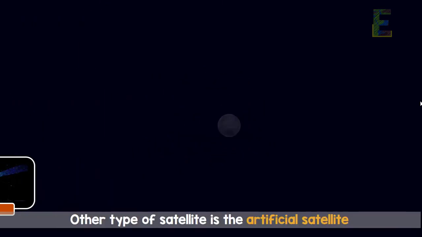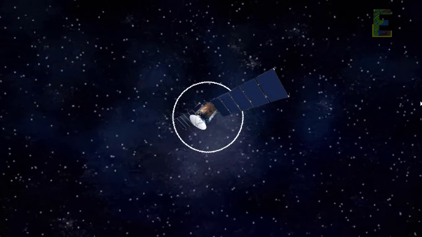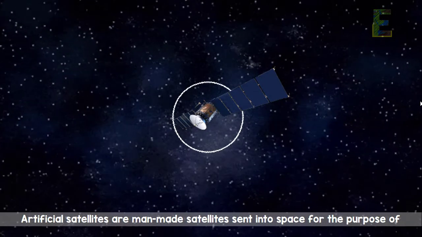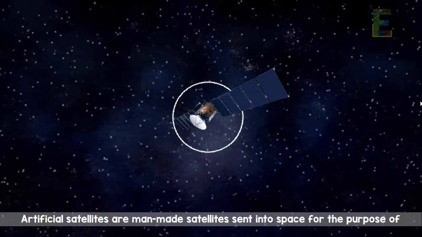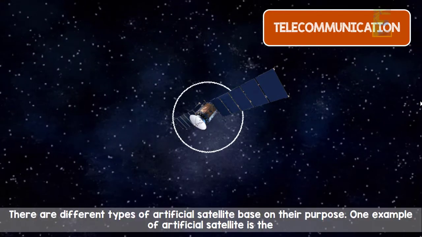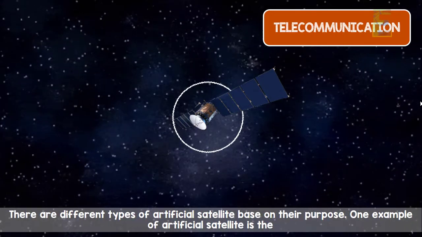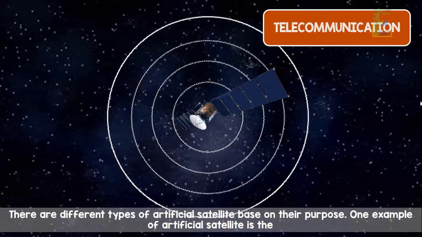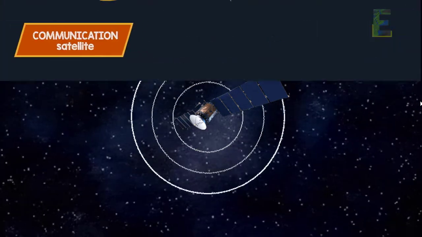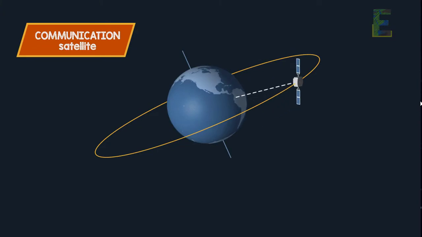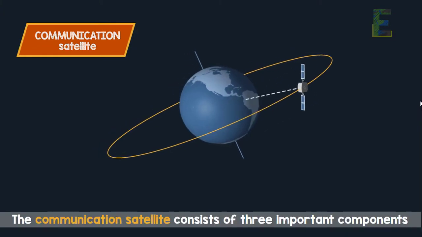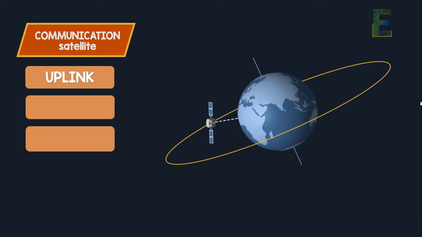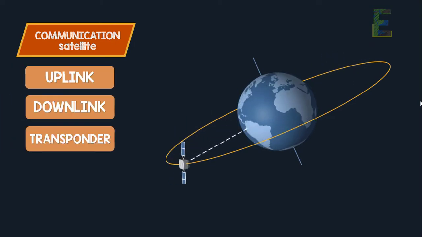The other type of satellite is the artificial satellite. Artificial satellites are man-made satellites sent into space for the purpose of telecommunication. There are different types of artificial satellite based on their purpose. One example of an artificial satellite is the communication satellite. The communication satellite consists of three important components: the uplink, downlink, and transponder.